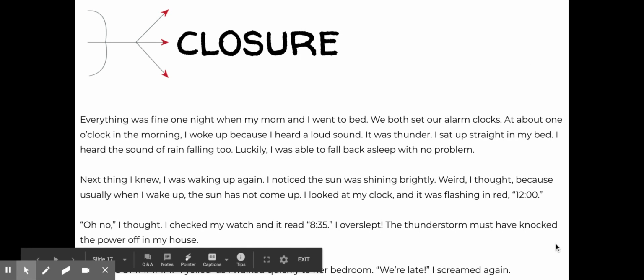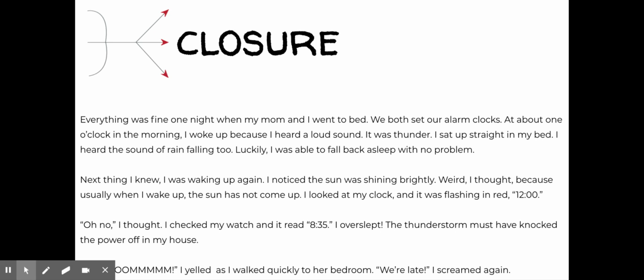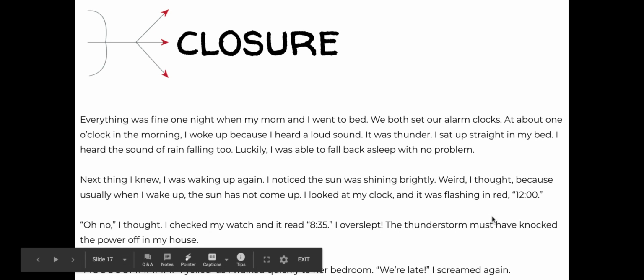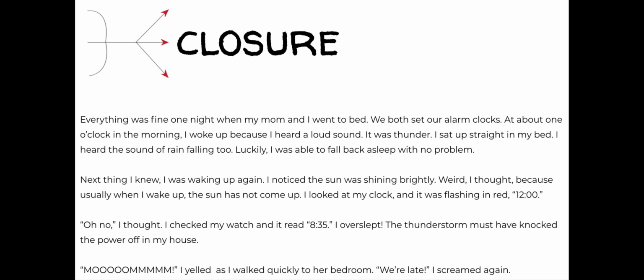And this was one final paragraph I wanted to share with you. I'm going to close this here so we can see it better. I wanted to think about some of the weak words that we come across. Everything was fine one night when my mom and I went to bed. We both set our alarm clocks. At about 1 o'clock in the morning, I woke up because I heard a loud sound. It was thunder. I sat up straight in my bed. I heard the sound of rain falling too. Luckily, I was able to fall back asleep with no problem.